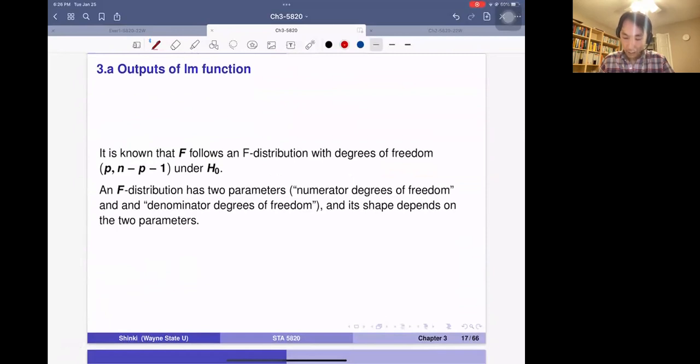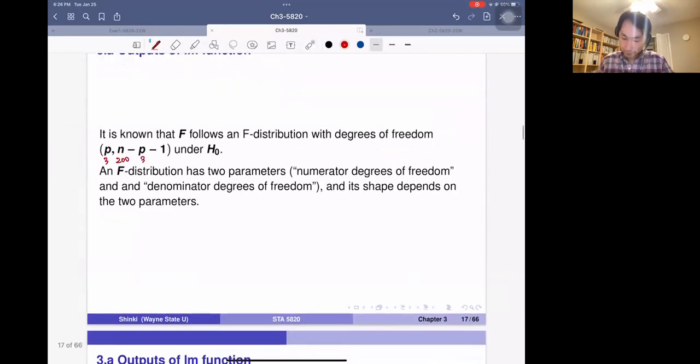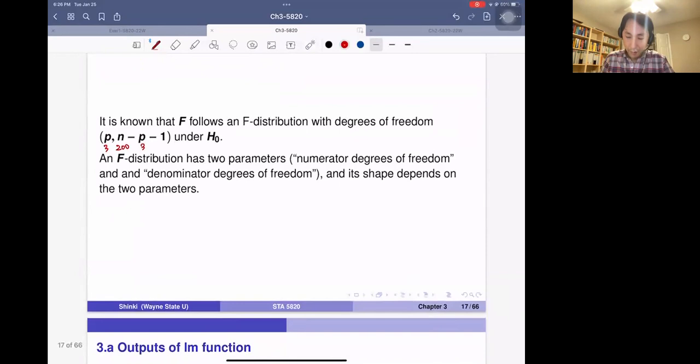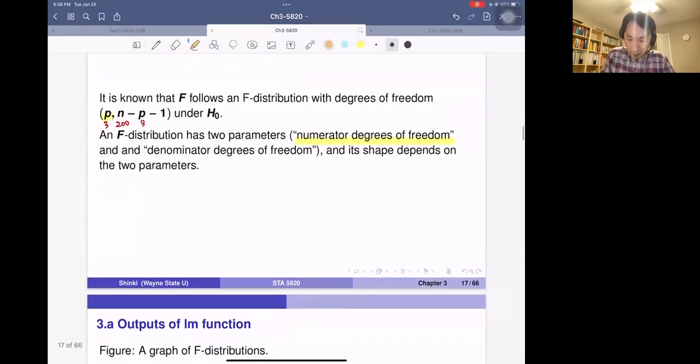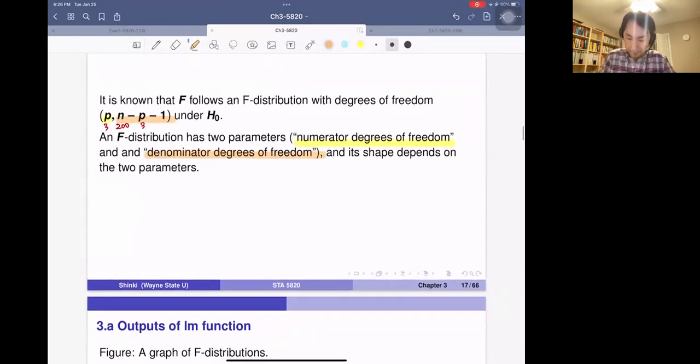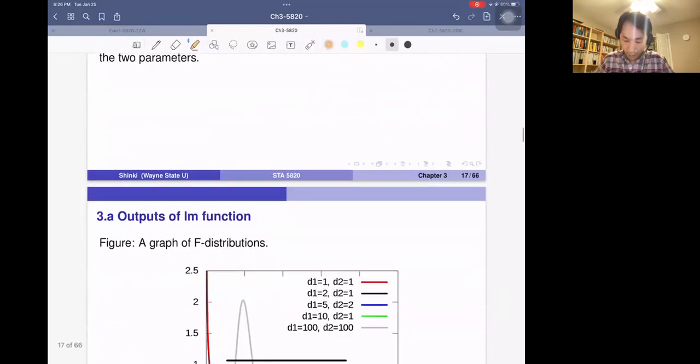F follows an F distribution with degrees of freedom p and n minus p minus 1. In the previous example, n is 200 and p is 3. And the F distribution is a family of distributions, and it has two parameters: the numerator degrees of freedom, this one, and the denominator degrees of freedom, this one. Its shape depends on these two parameters.